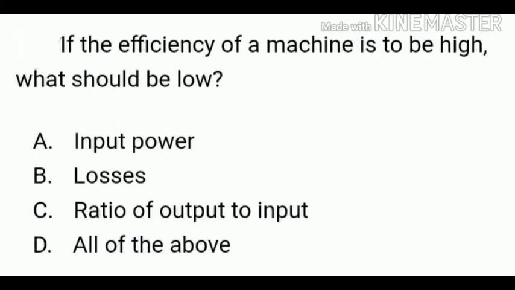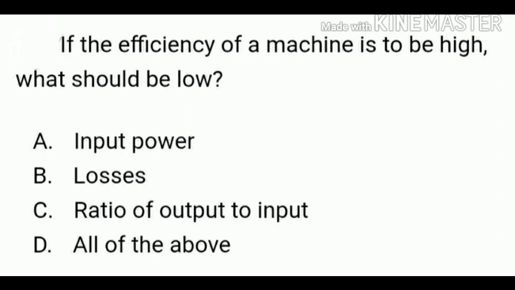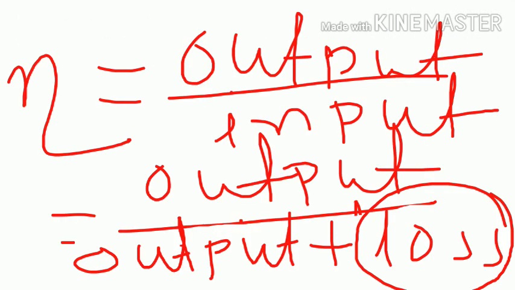The next question: if the efficiency of the machine is high, what should be low? Option A is input power, option B loss, option C ratio of the output to input, and option D all the above. At first we should know what the efficiency of a machine is. Efficiency is the output divided by the input. Here we see the picture that efficiency equals output by input, or output by output plus loss. If we reduce the losses, the efficiency will increase. So option B is the answer.